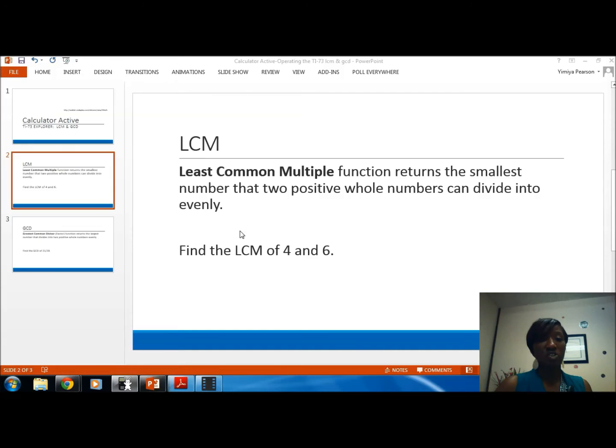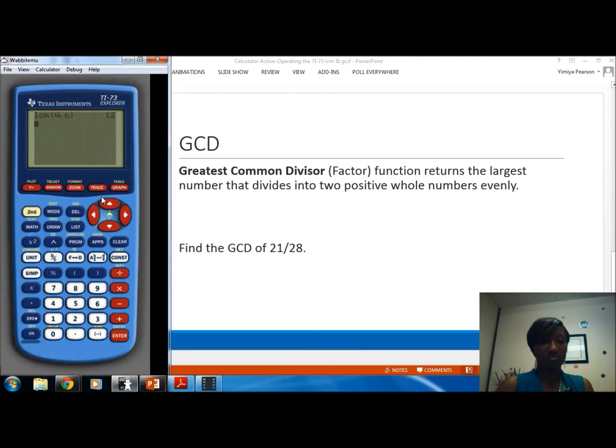Okay, great. So now if I want to find the GCD, I go back to math. Normally when we deal with common divisors or factors, we're looking at a fraction. So I have the question here, find the GCD of 21 over 28, or 21 28ths. I have hit the math key. I see that GCD is number 2. So I can press the number 2, or I can arrow down to 2 and press enter.